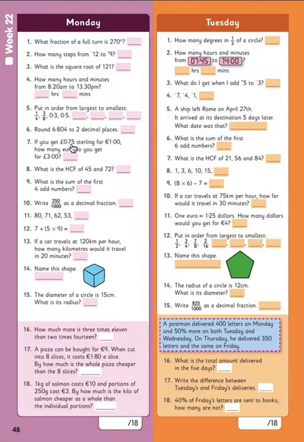If you get this sterling for €1, how many euro did you get for £3? So converting from one currency to another. So that's €1. So what would £3 be in euro?